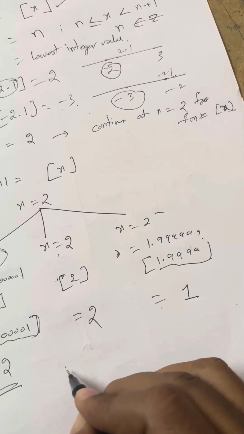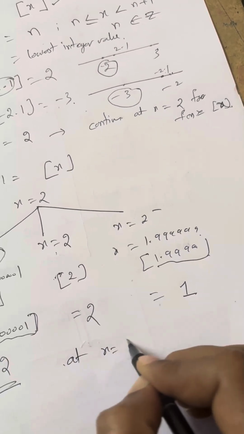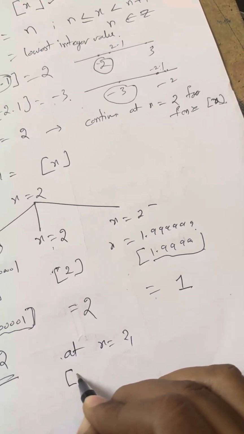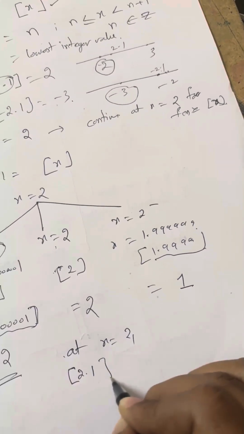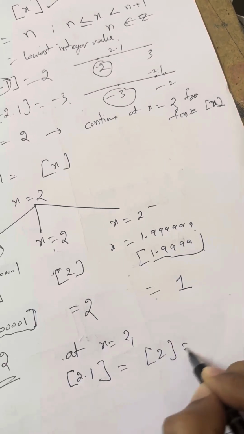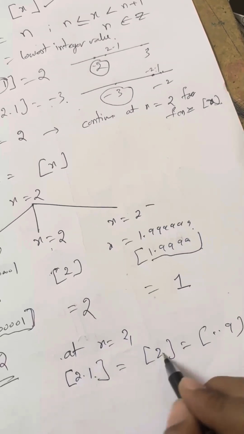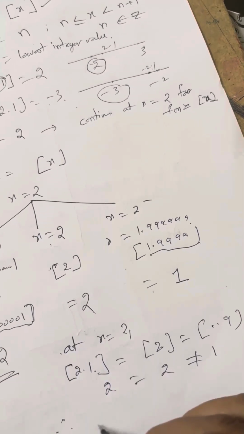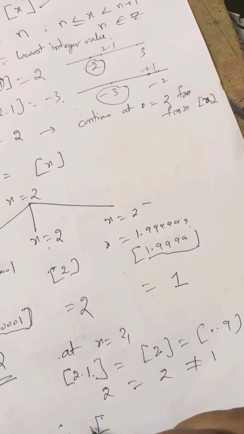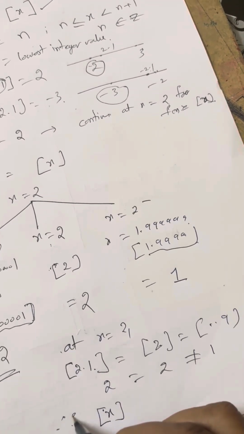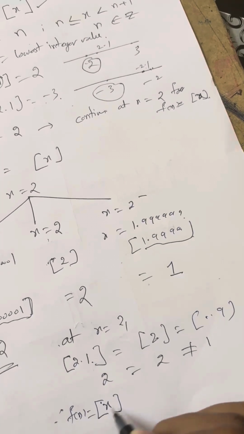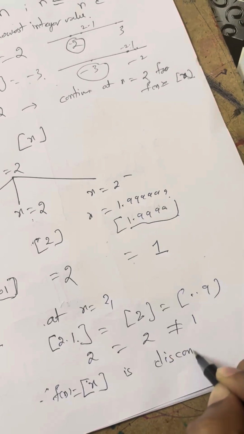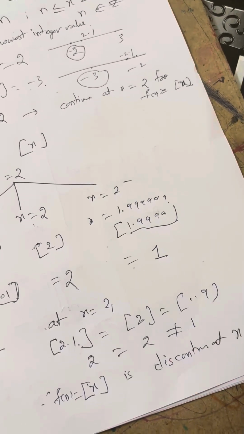Now see, at x is equal to 2, for 2 plus, like 2.1, and for 2 minus, like 1.9. These two values, 2 and 2, are the same, but the third is not the same, it is equal to 1. So that's why we can say that the function f of x is equal to step x is discontinuous at x is equal to 2.